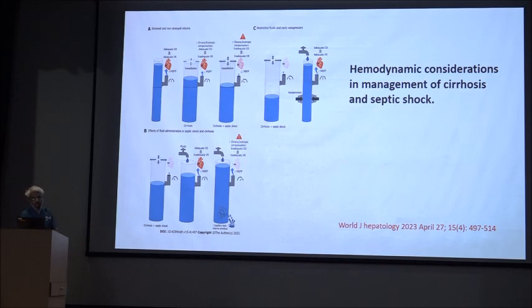This is where a restrictive fluid strategy along with early use of vasopressors comes to use. So this is a patient with cirrhosis plus septic shock. We have resuscitated the patient with initial fluid till the filling pressures are adequate, and then after that we start early vasopressor, which can lead to adequate venous return and adequate cardiac output.